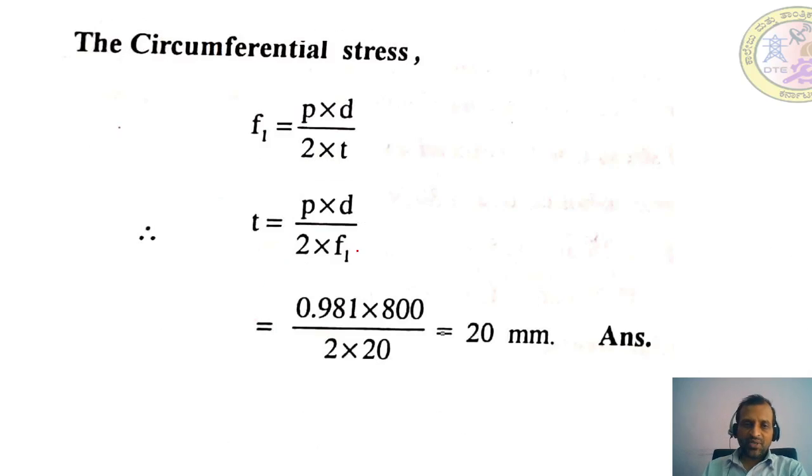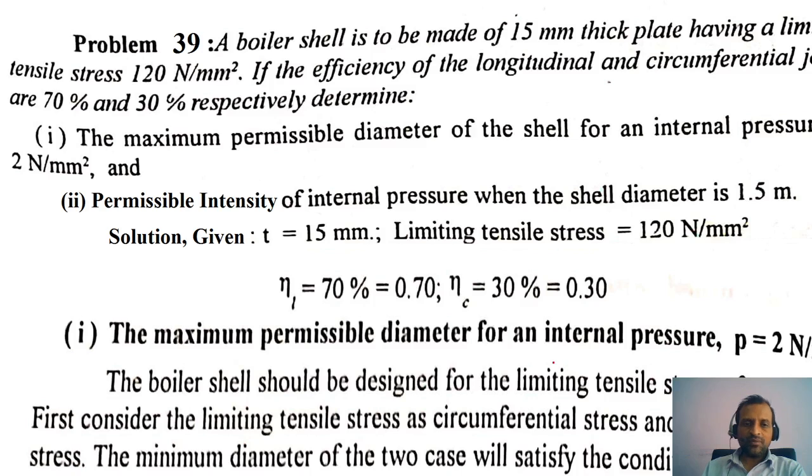From this internal pressure, using the circumferential stress formula, sigma C is equal to PD by 2T. Then substitute all the values to find the thickness. Now we are asked to find the thickness, so T is equal to PD by 2 sigma C. Substituting all the values, P is the internal pressure you just calculated: 0.981 into 800 divided by 2 into 20, which is equal to 20 mm. So that's the thickness.